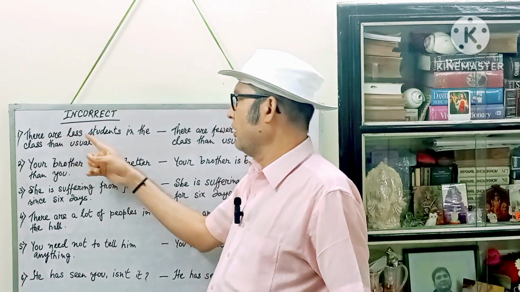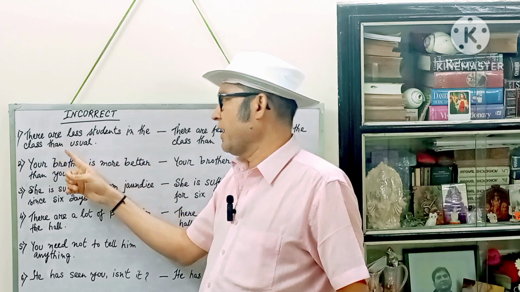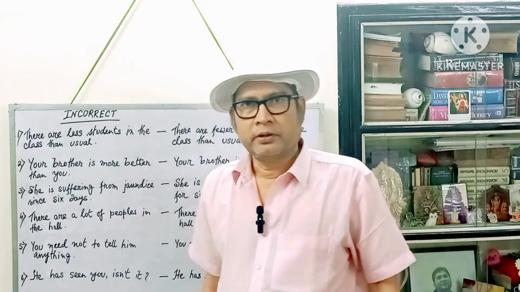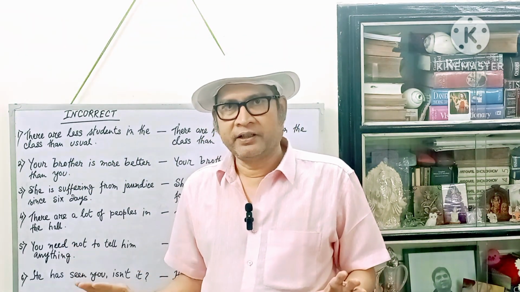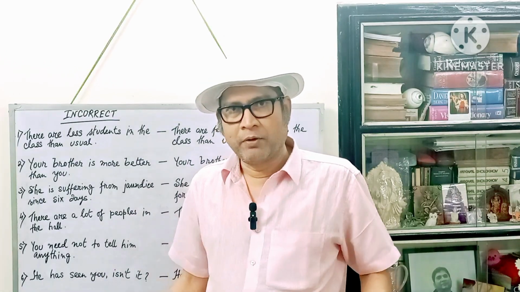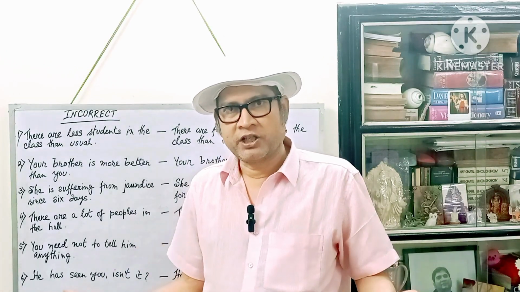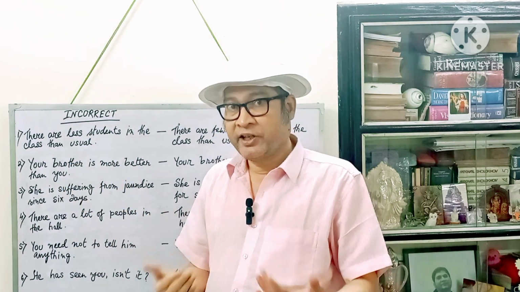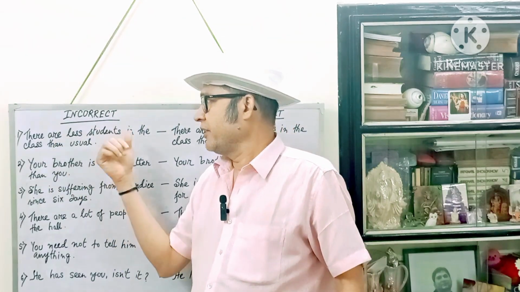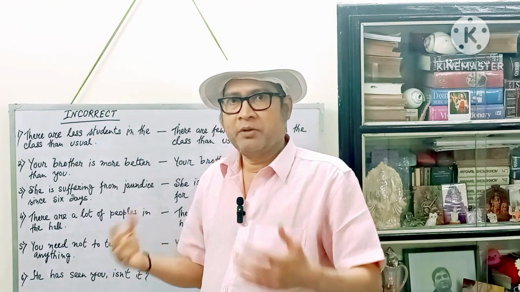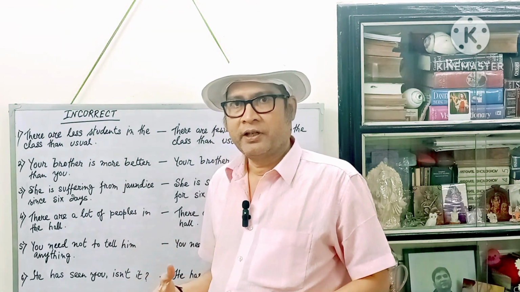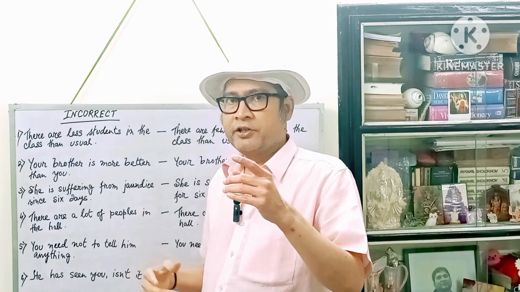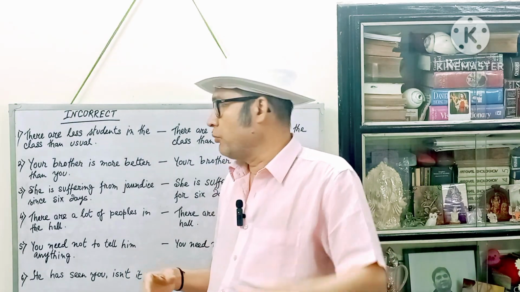Number one, there are less students in the class than usual. Is the meaning clear? I think the meaning is evident to everybody, whoever happens to watch this video. But I'm asking you, my dear friends, is there any error in this sentence? Any mistake in this sentence? If you can locate the mistake, please don't forget to mention that in the comment box.